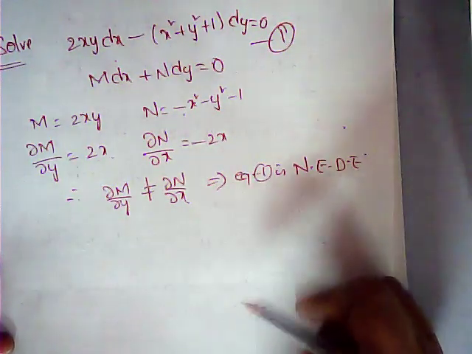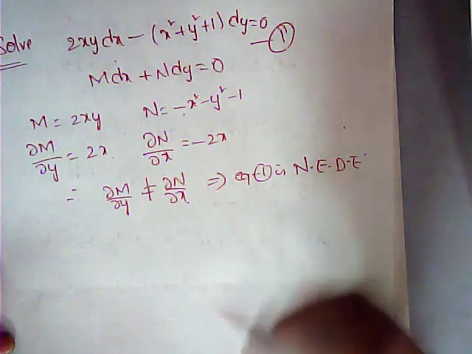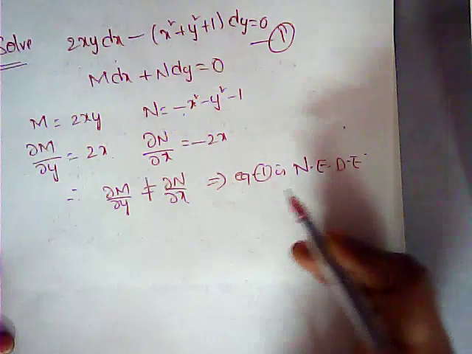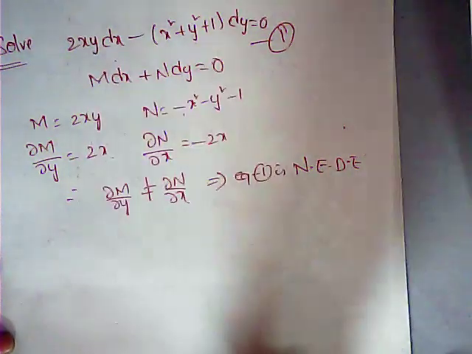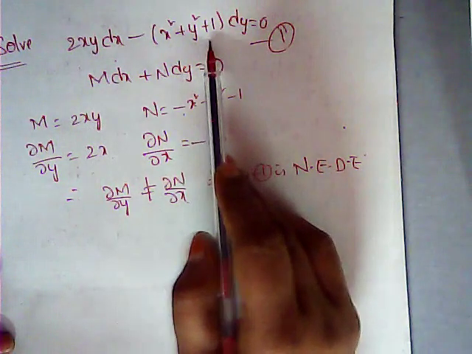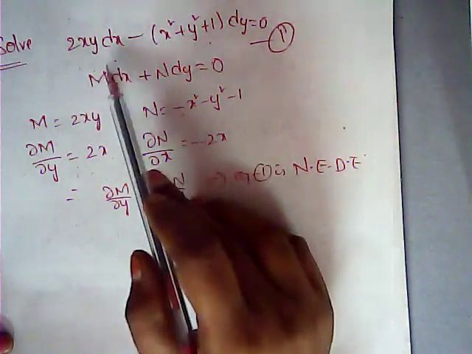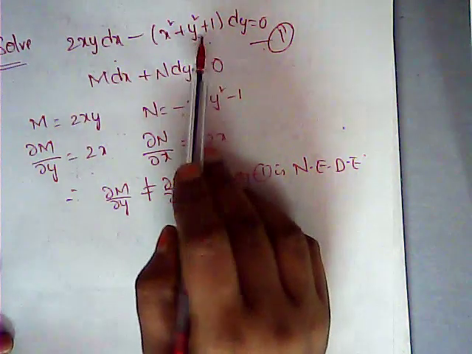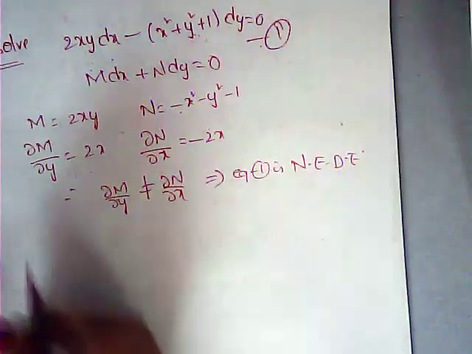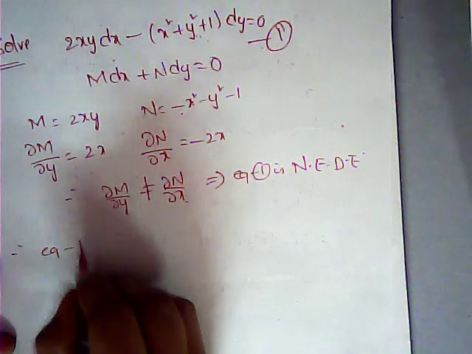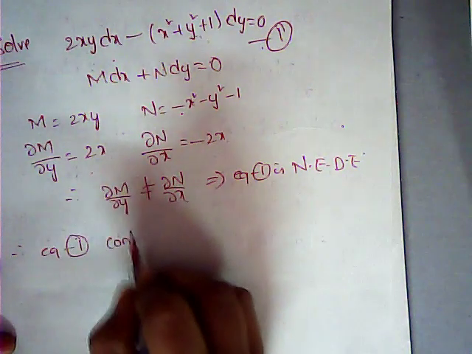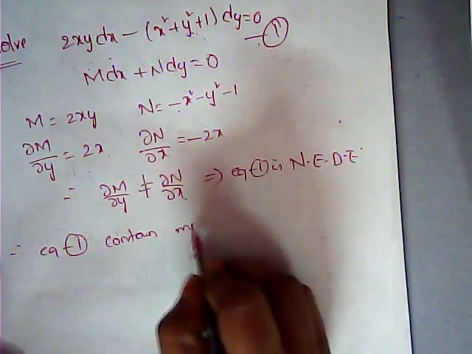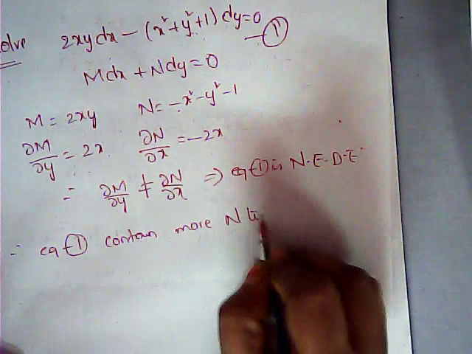So after this non-exact form, what are we supposed to do? We need to check which method it belongs to, right? It doesn't belong to the first one, the second one, or the third one. Now coming to the fourth model, you can see here the number of N terms are more than M, right? So you can write here, therefore equation 1 contains more N terms.